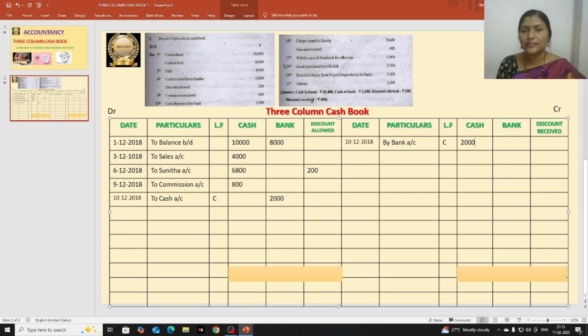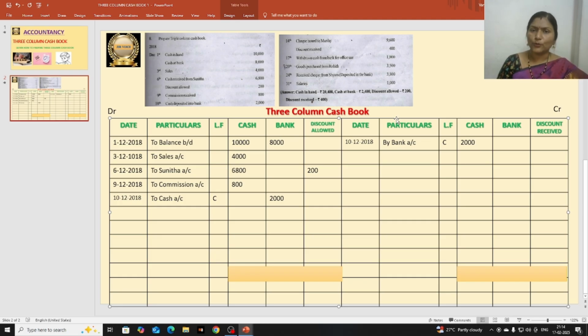Now we recorded this contra entry two times. One time on the debit side, second time on the credit side. Hope this is clear. Next, the 14th date. You can check this side, the continuation of the question is there. 14th date, cheque issued to Murthy 9600. Issued means paid or given. So cheque paid to Murthy.